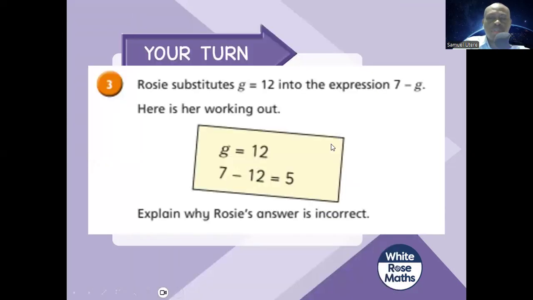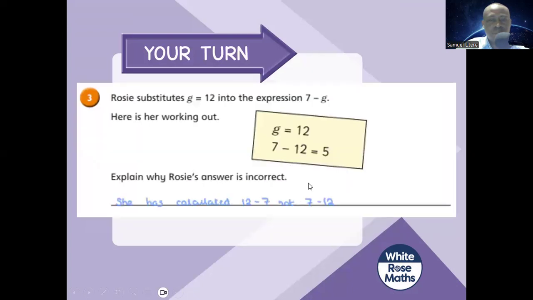Okay, for question number 3, Rosie substitutes g equals 12 into the expression 7 minus g. Here is our working out. What has Rosie done wrong? Remember, the expression is 7 minus g. 7 minus 12 should be negative 5, not 5. And here is the answer. You can see it. Rosie actually did 12 minus 7, not 7 minus 12.